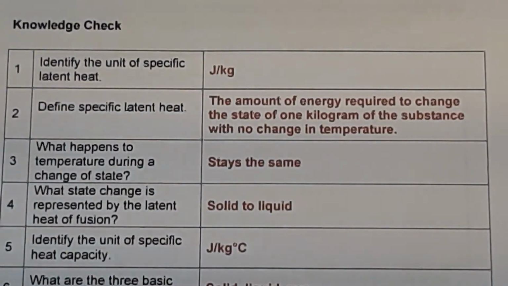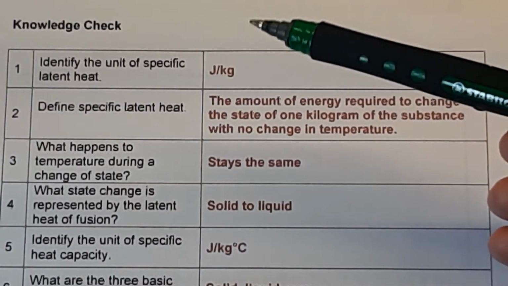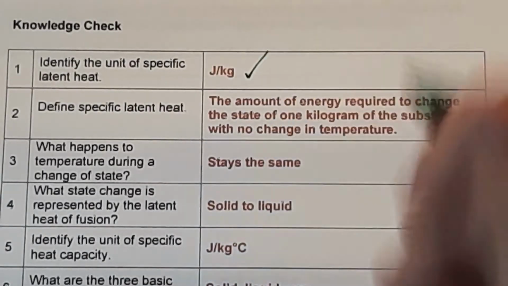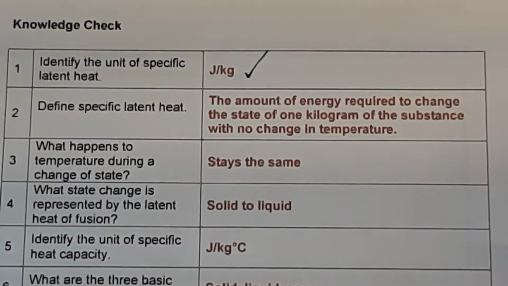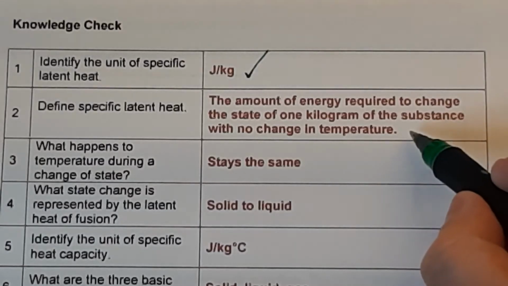Okay, so let's go through those. Question 1. Identify the unit of specific latent heat. Well, that is joules per kilogram. Please make sure you're writing in a pen of a different colour and that you're marking and correcting as you go along. Question 2. Define specific latent heat. Well, it's the amount of energy required to change the state of 1 kilogram of the substance with no change in temperature.